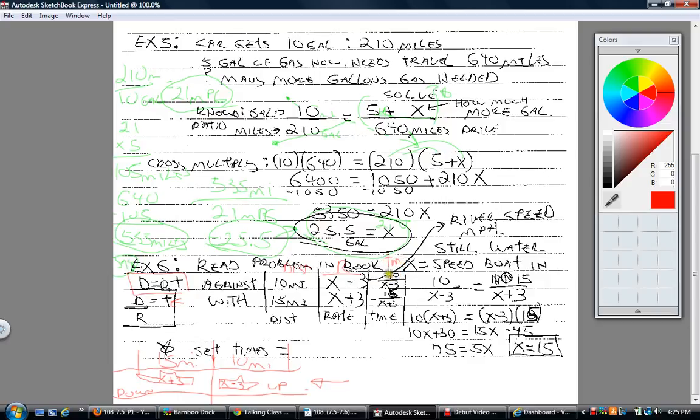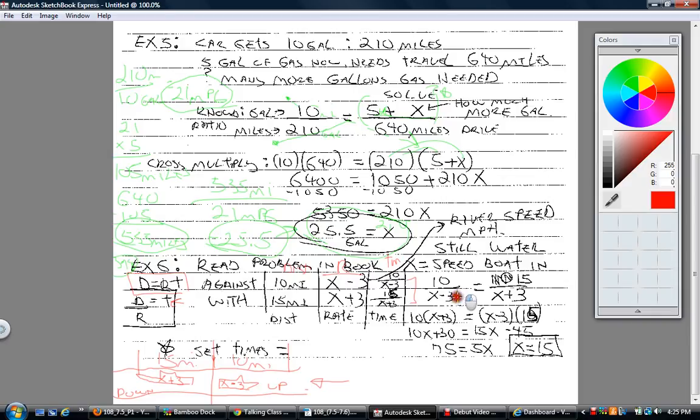You're taking against the river, you went 10 miles divided by the speed, which was x minus 3, because the river's working against you. Here it's 15 divided by x plus 3, because I'm taking the speed, which is the boat, plus the river, which is 3 miles per hour. The key moment here is to set these two equal to each other. So 10 divided by x minus 3 equals 15 divided by x plus 3.